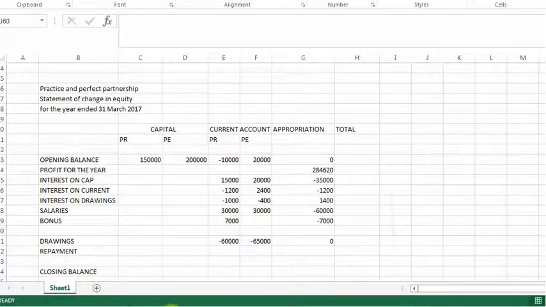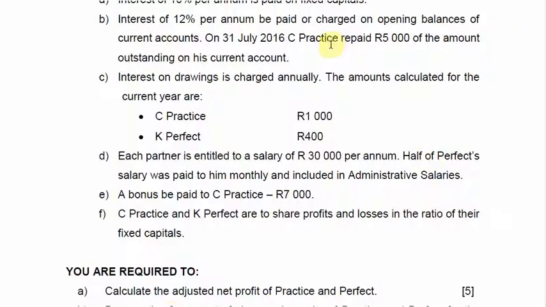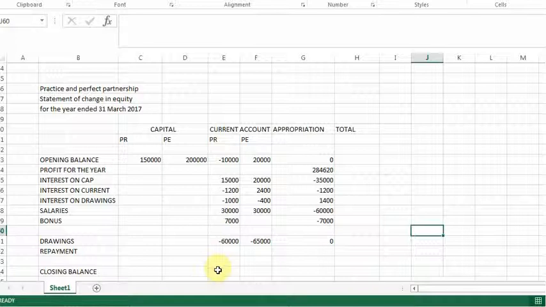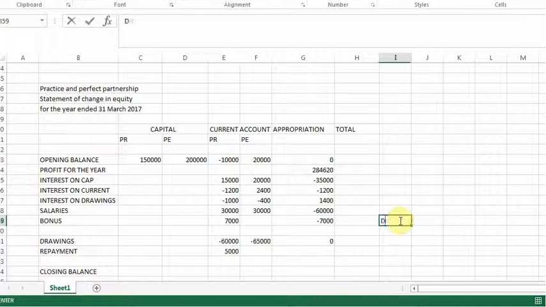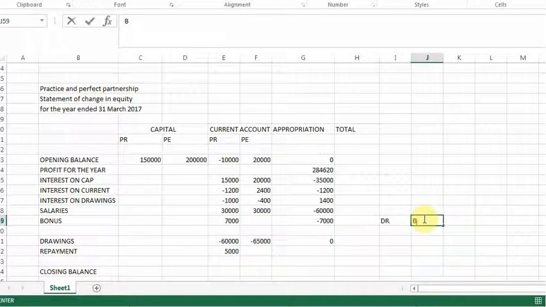Then with regards to the repayment, they said 5,000 Rand was repaid to the business by practice. So for that purpose, we will say for practice, we will increase his current account by 5,000 Rand. If there's a repayment, ladies and gents, you debit the bank of the business and you credit the current account of the partner who makes the repayment. So you will see if I credit it, it must increase by 5,000. Just a quick side note there.